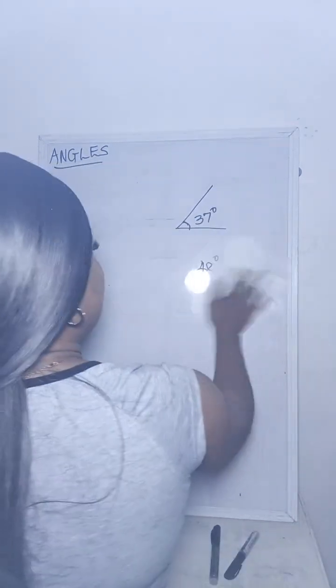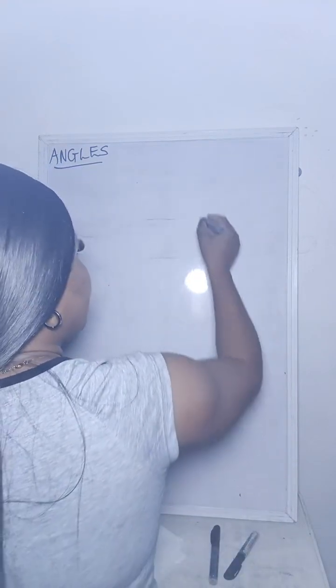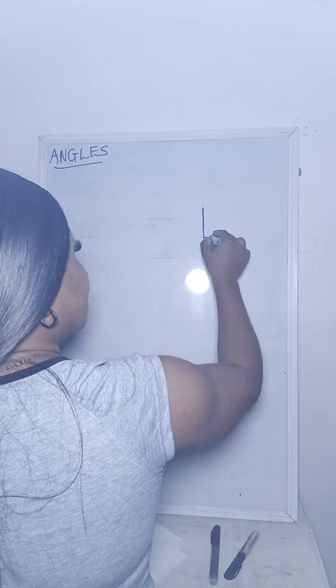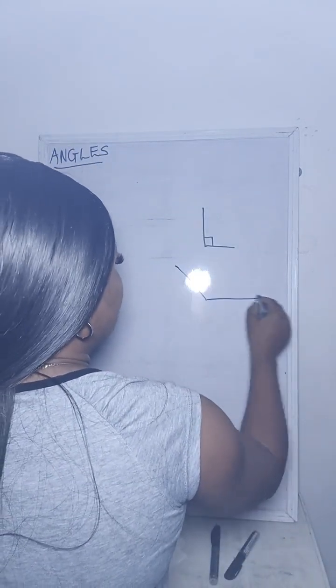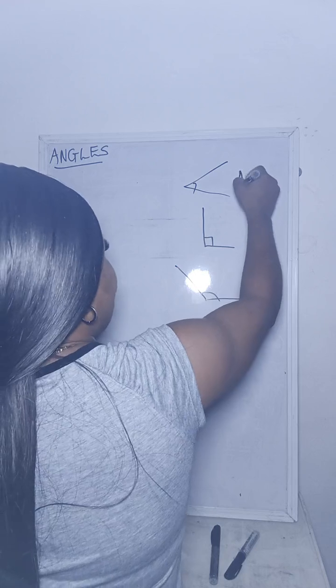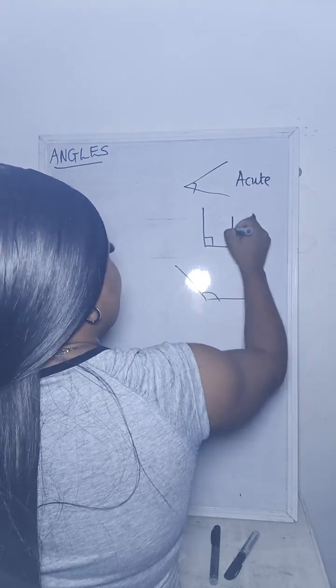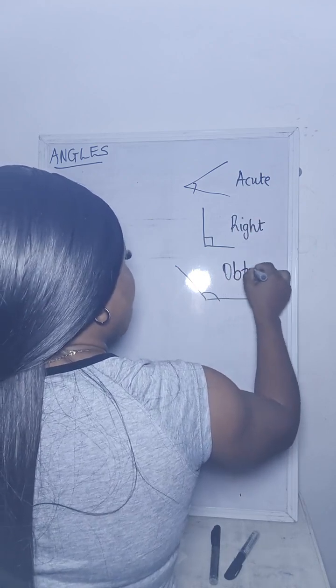Now, the next angle I will talk about is the right angle. The right angle is always exactly 90 degrees. It's not more than 90 degrees, it's not less than 90 degrees. It is always exactly 90 degrees. And then we have what we call the obtuse angle. This is acute, this is right angle, and then we have the obtuse angle.